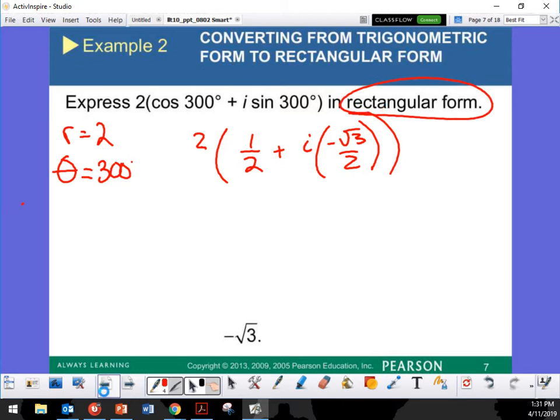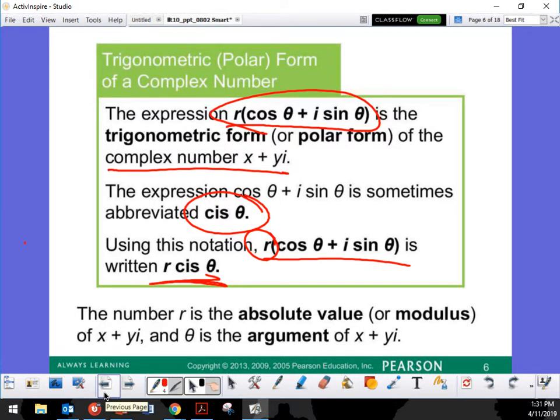Rectangular form is this right here. The trigonometric polar complex number is right here. Well, we want it like this. But how'd you get 1/2? Oh, unit circle. Okay. Unit circle, 300 degrees. The cosine is 1/2.